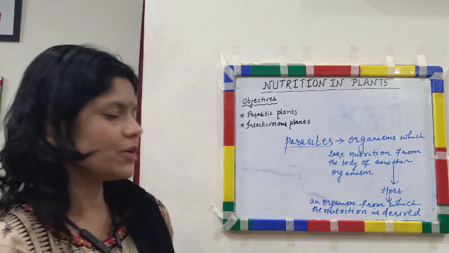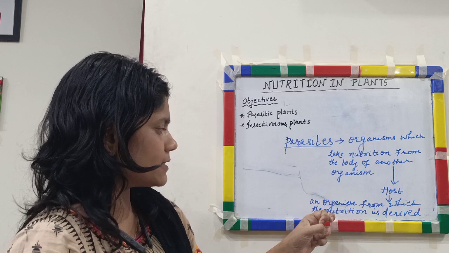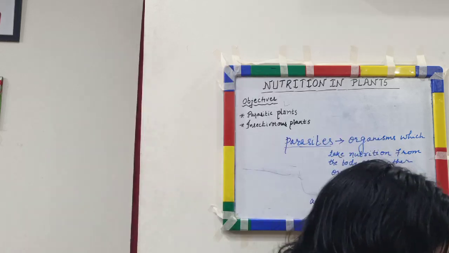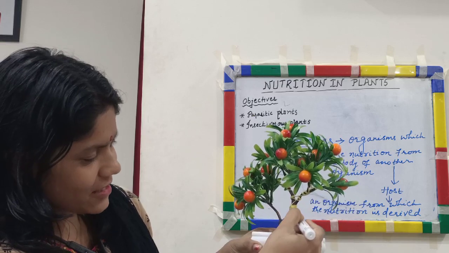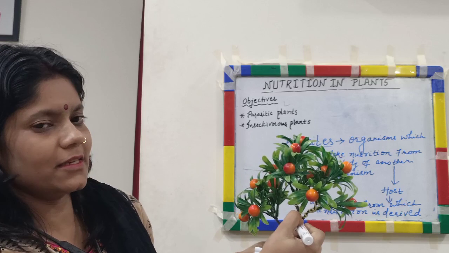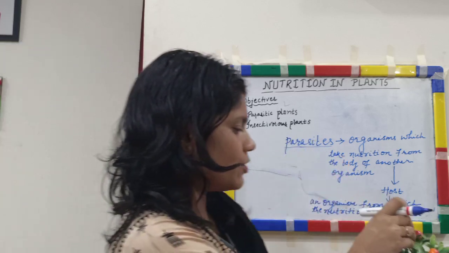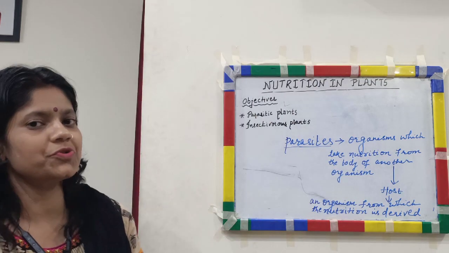So parasitism involves two organisms. One is the parasite and another is the host. So if you see this tree here, this tree is the host and these twining structures, that Cuscuta plant, is the parasite. If you take an example these days, you are the host for the parasite mosquito.